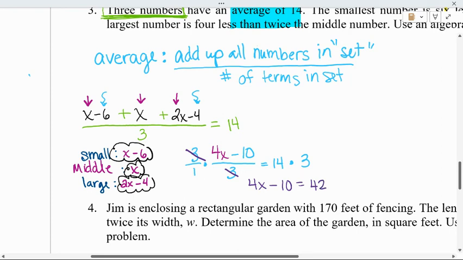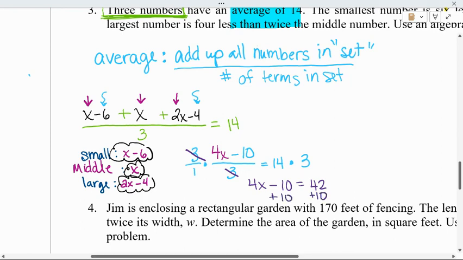Now what are we going to do? I'm trying to get x all by itself. What am I going to do now, Aiden Smith? What should I do first? Subtract 10 on both sides. So what's the opposite of subtract 10? Add 10. Good job. We're going to add 10 on both sides.